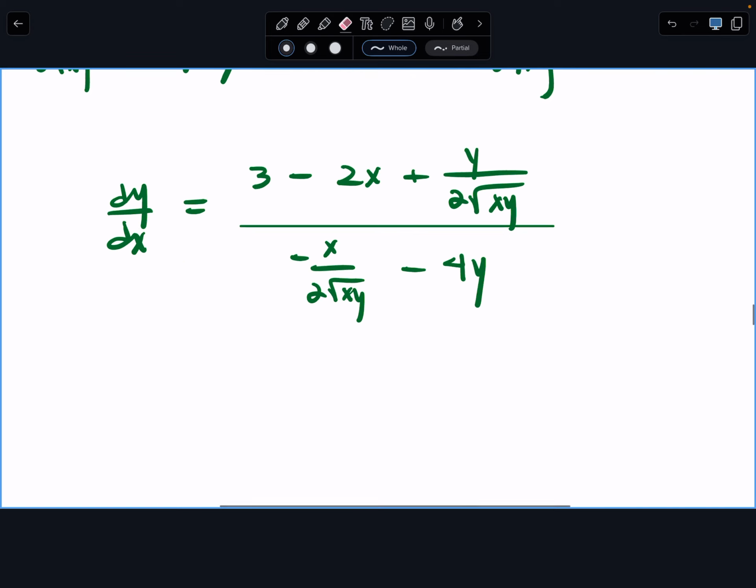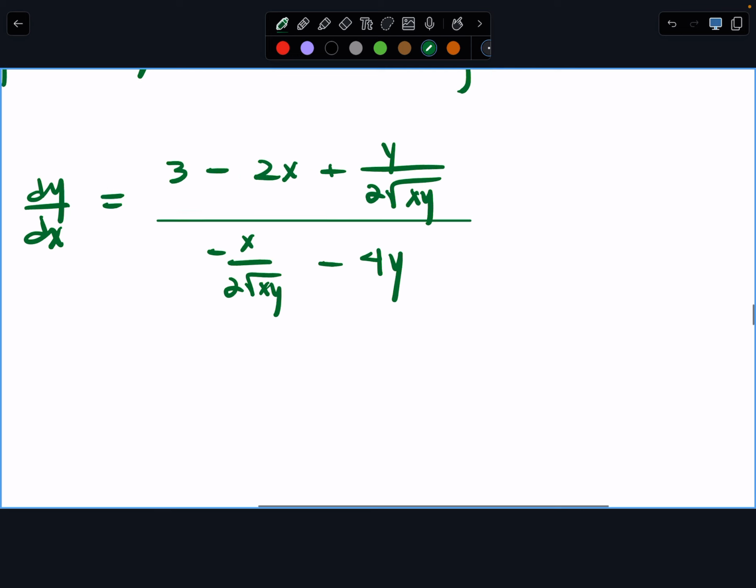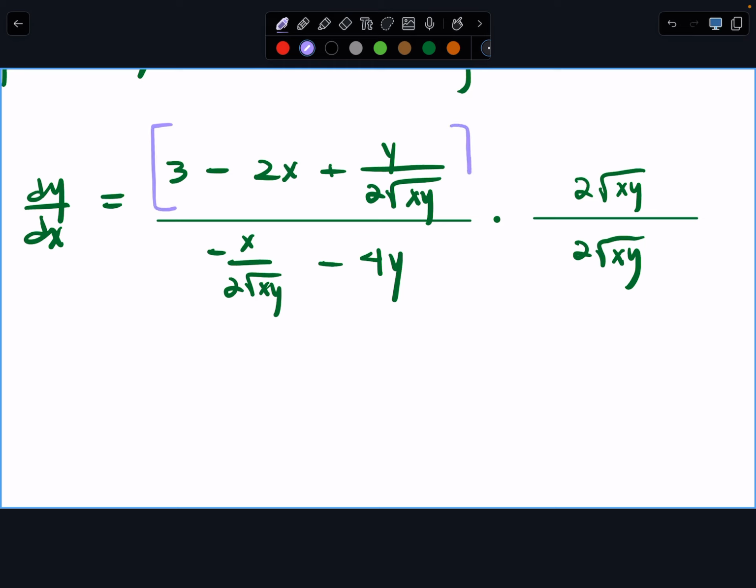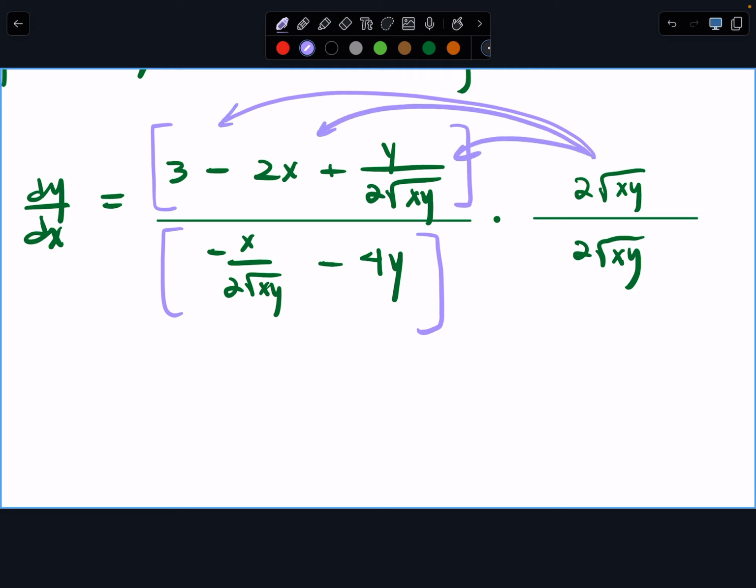The final step here is to get rid of complex fractions. So we think, what version of 1 could we multiply by? 2 root xy over 2 root xy. You do need to be familiar with getting rid of complex fractions. Can we just do power of 1/2 instead of root of this one? Yeah, if you're more of an exponent kind of person than a radical kind of person, sure.